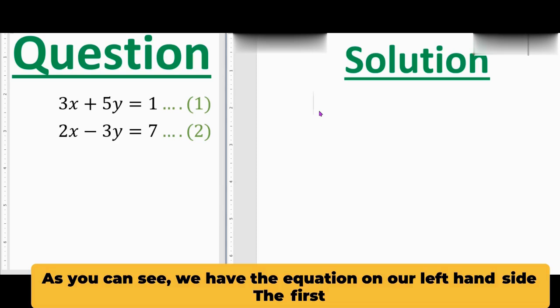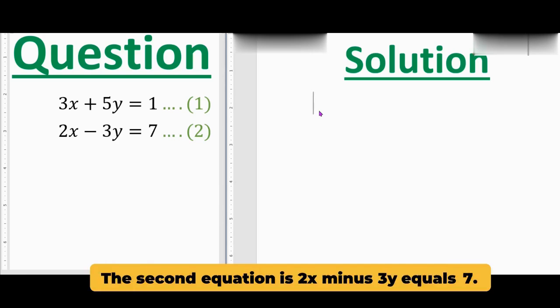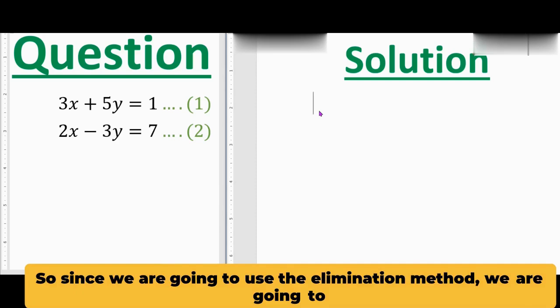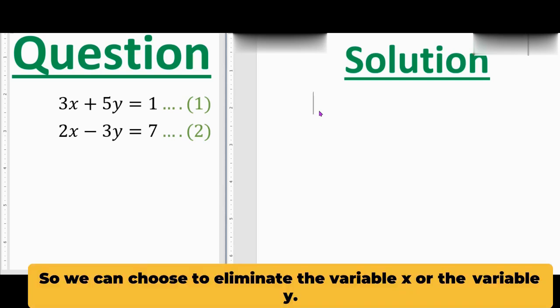As you can see, we have the question on our left hand side. The first equation is 3x plus 5y equal to 1. The second equation is 2x minus 3y equals 7. Since we are going to use the elimination method, we are going to eliminate one of the variables. We can choose to eliminate the variable x or the variable y.